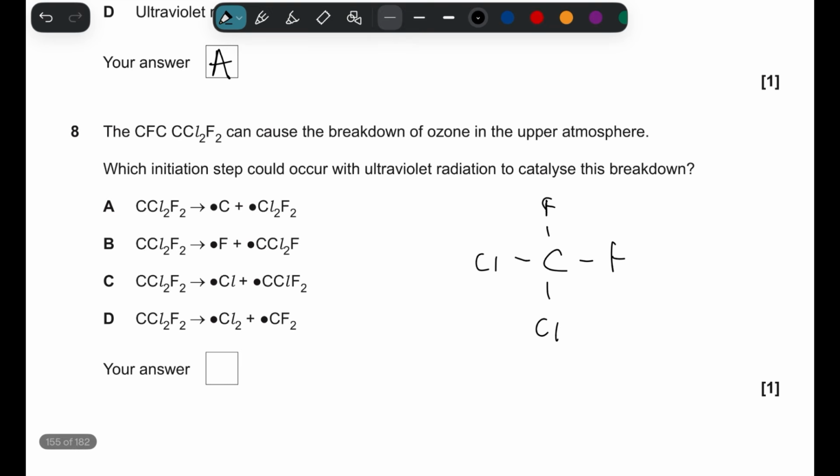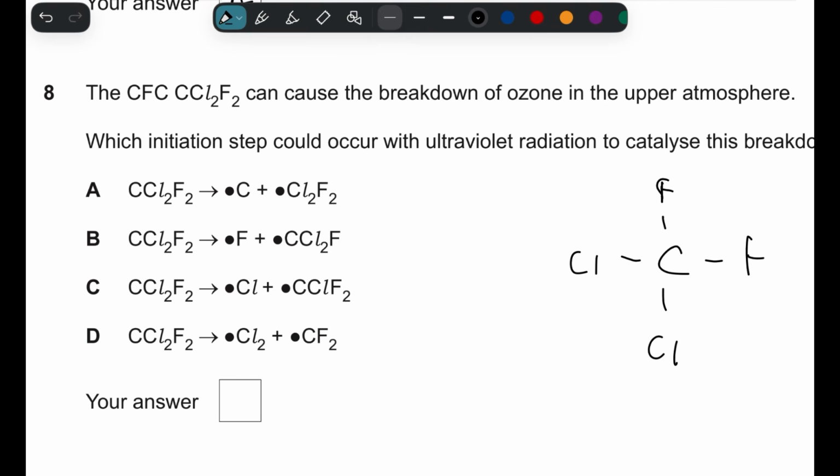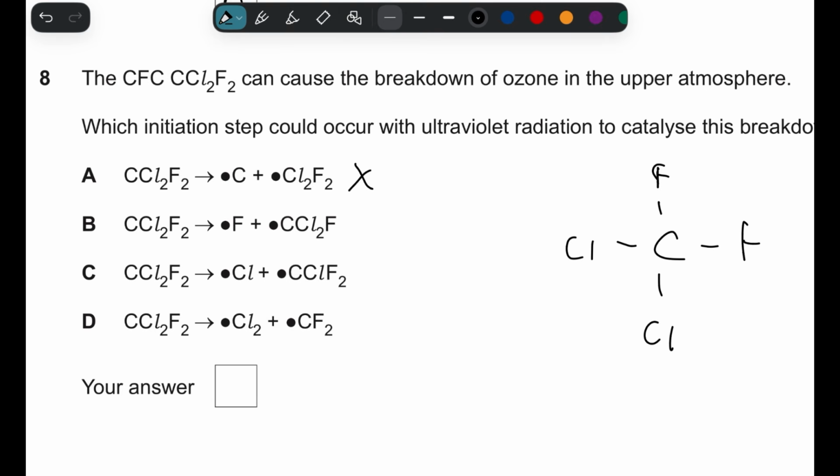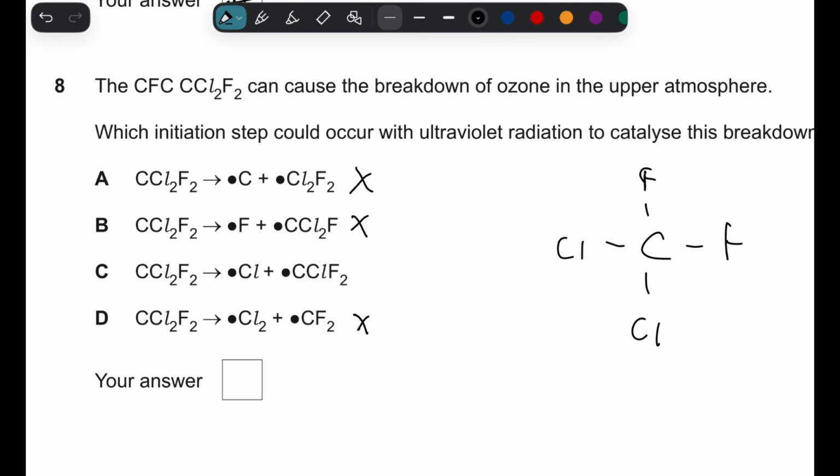But now, if we look, which one is the chlorine bond? So we're not going to form this carbon radical. It's not going to be the fluorine radical. And when you're doing radicals, it's not going to be Cl2, which means your only viable answer is C.